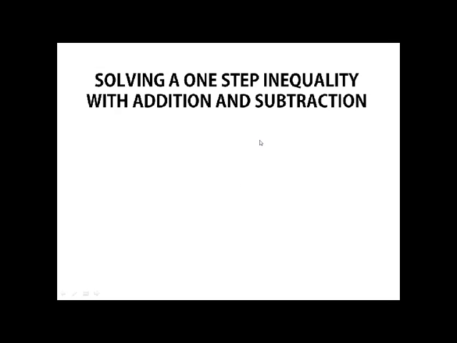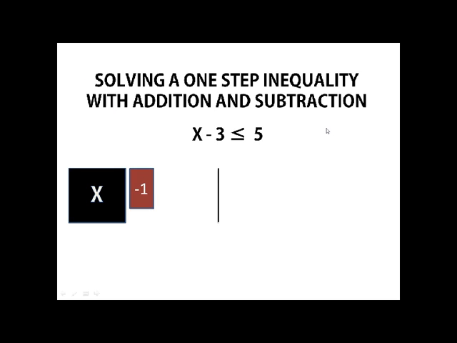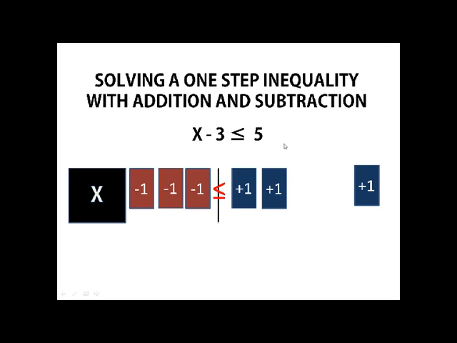Now, we're going to solve a one-step inequality that uses addition and subtraction. Here we go. x minus 3 is less than or equal to 5. This is an inequality because it has a less than or equal to sign in it. So we draw our line, we have x, then we have our negative 3, right? And we bring our sign down, and on this side, this is a positive 5, right? So we have a positive 5.